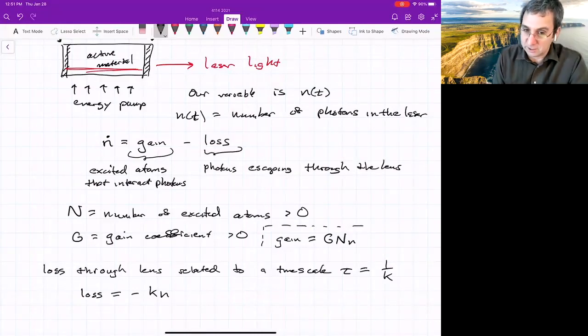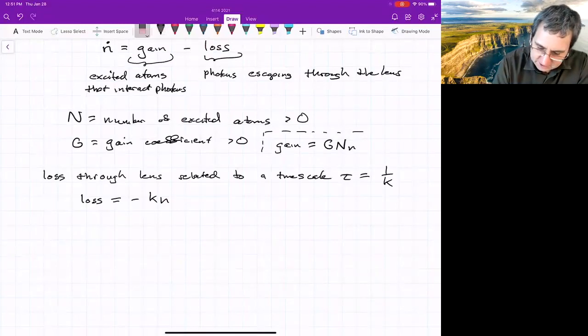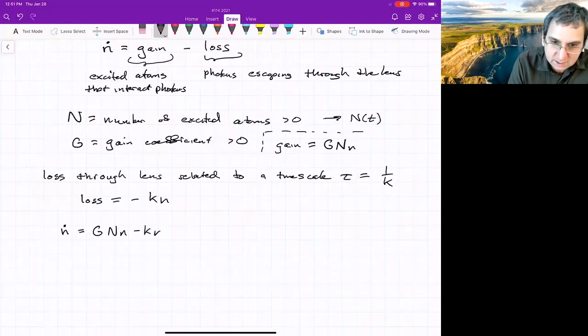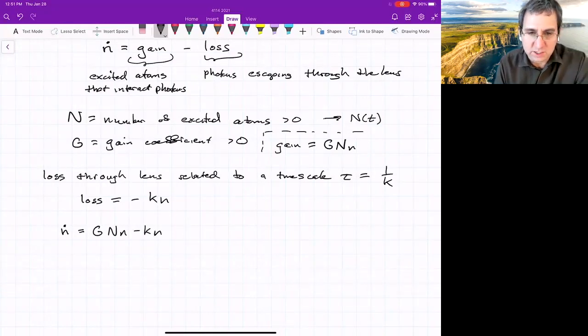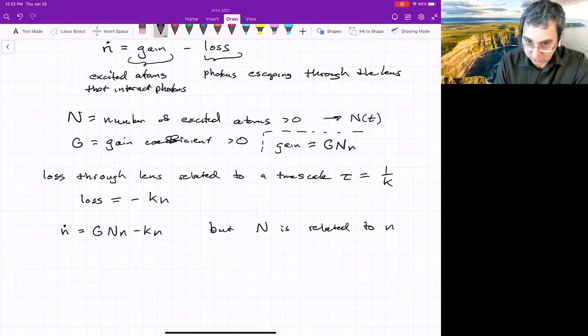Remember, it's a simple model just to get at things. I may have said the number of excited atoms is a constant. It's not. Capital N can be a function of time. If we do n dot equals gain minus loss, this is going to be G N n minus k n, which doesn't look too exciting. It's just linear in n. But big N, the number of excited atoms, is related to little n, the number of photons, and this is a simple model for it.